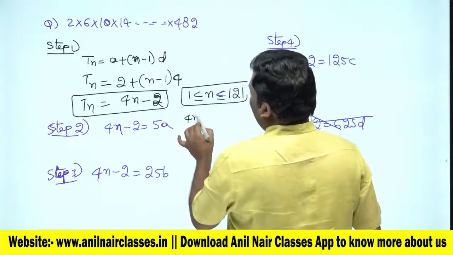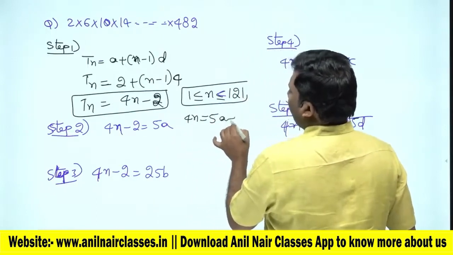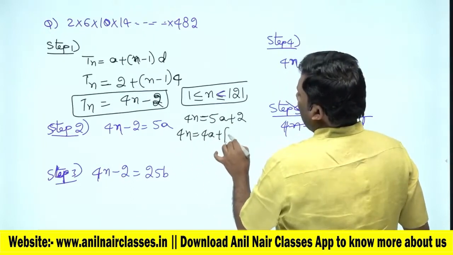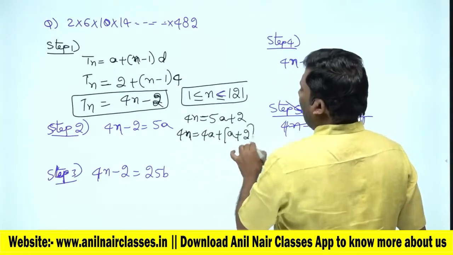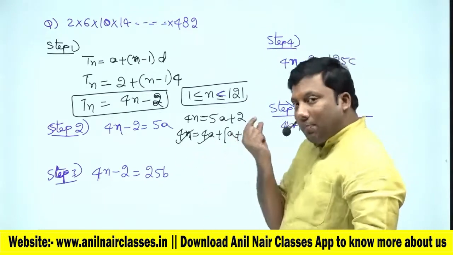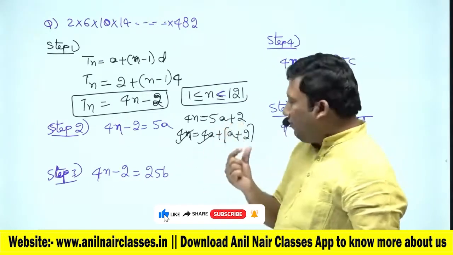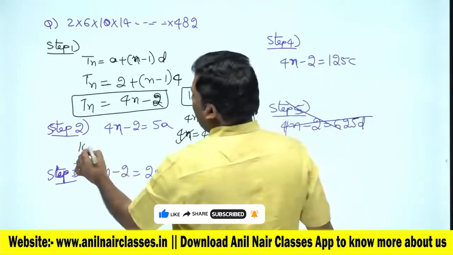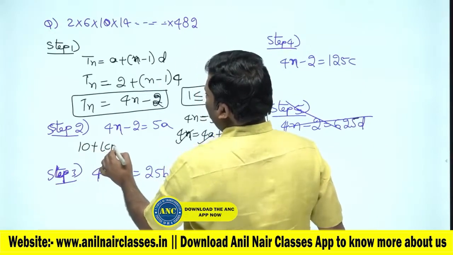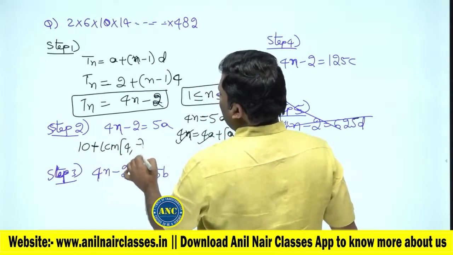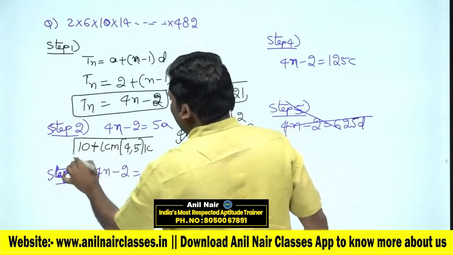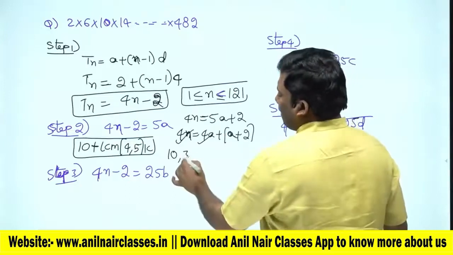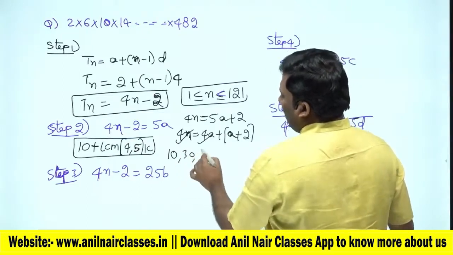So 4n equivalent to 5a plus 2. 4n equivalent to 4a plus a plus 2. a plus 2 should be divisible by 4. A minimum value should be 2. 5 2s are 10. So this will be 10 plus LCM of 4 comma 5 into k. K value 0, it is 10. K value 1, it is 30. K value 2, it is 50.